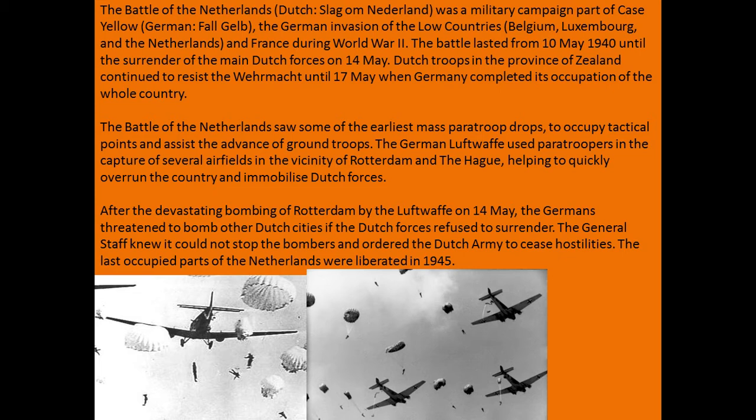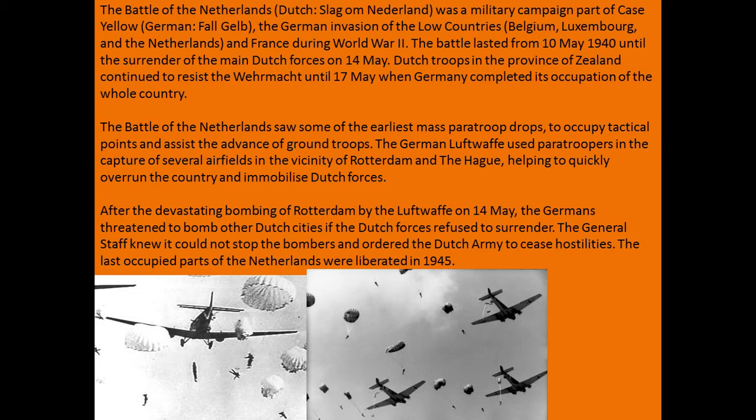The battle lasted from the 10th of May until the surrender of the main Dutch forces on the 14th of May. As you saw in the maps in the video earlier, Dutch troops in the province of Zeeland continued to resist the Wehrmacht until the 17th of May, when Germany completed its occupation of the whole country. The Battle of the Netherlands saw some of the earliest mass paratroop drops to occupy tactical points and assist the advance of ground troops. The German Luftwaffe used paratroopers in the capture of several airfields in the vicinity of Rotterdam and The Hague, helping to quickly overrun the country and immobilize Dutch forces.